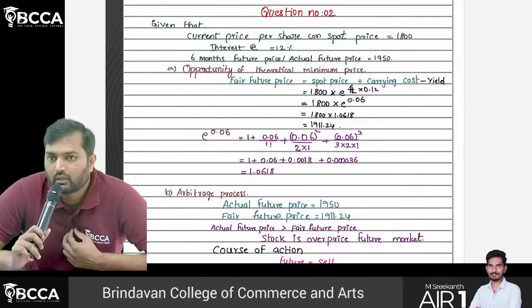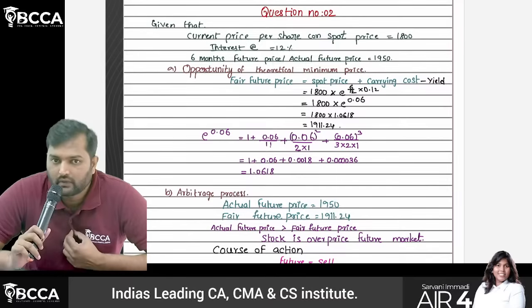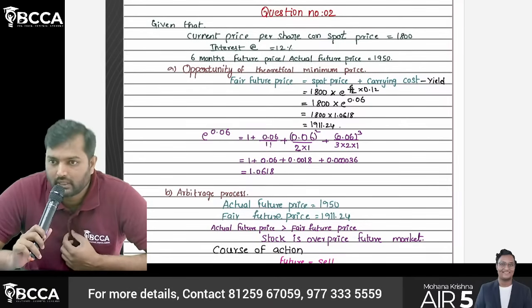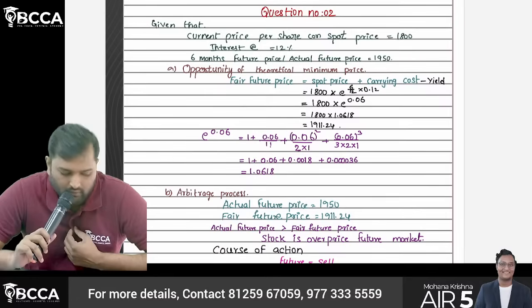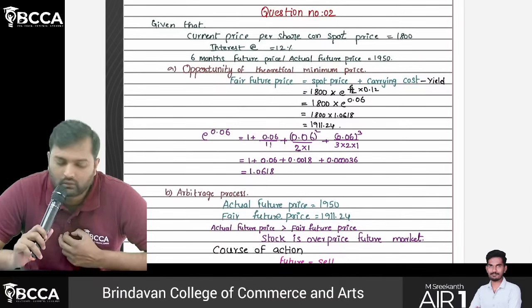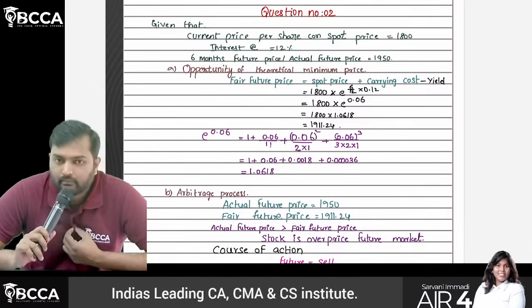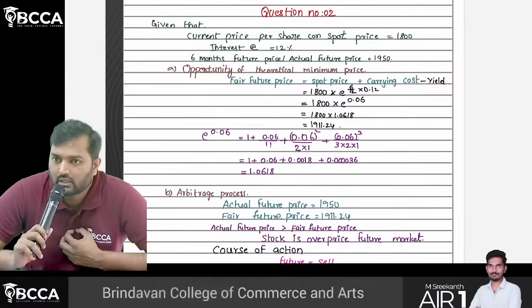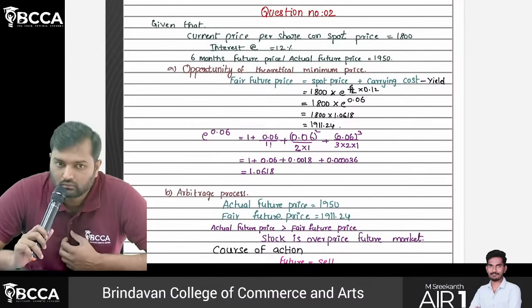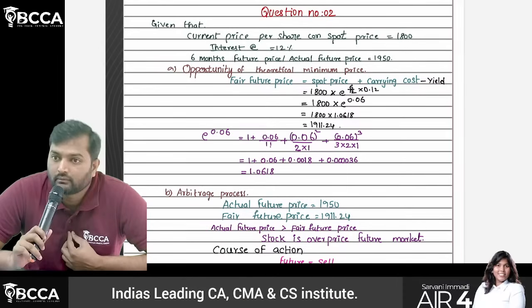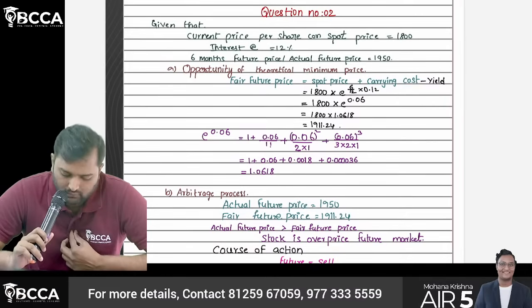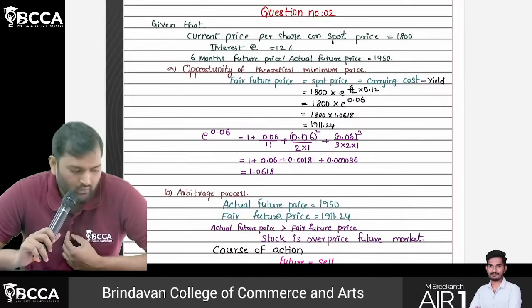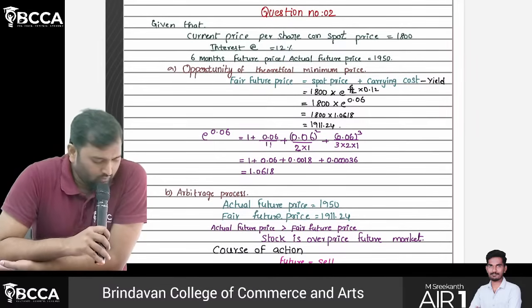How to find out e power 0.06? So this is very easy. E power x is equal to 1 plus x by 1 factorial plus x square by 2 factorial plus x cube by 3 factorial and so on. You have to take up to what? X cube. So 1 plus 0.06 divided by 1 factorial plus 0.06 square divided by 2 factorial plus 0.06 cube divided by 3 into 2. So the answer is 1.0618. So 1800 into 1.0618. So the answer is 1911.24. Very good CMA student.